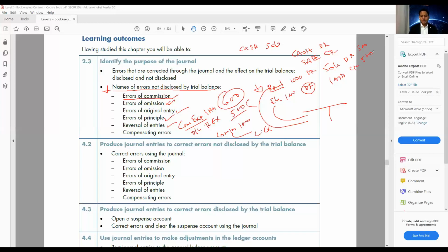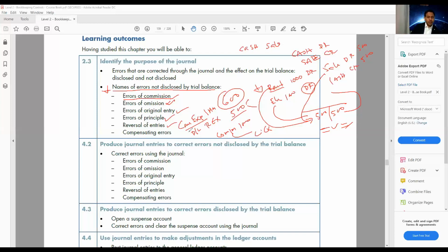What happened because of that? Now your sales will come to the debit side, 500, and your cash will come to the credit side, 500. Even though you made a mistake, your trial balance will still be matching, because the trial balance is only focused on the figures, isn't it? Trial balance doesn't care about the items or entries. Trial balance only cares that the figures are matching, debit and credit side, that's it.